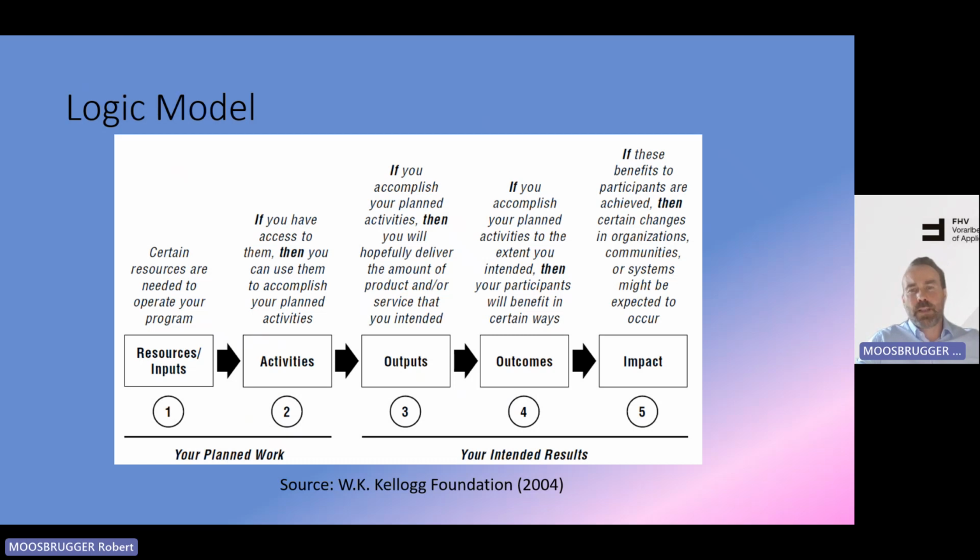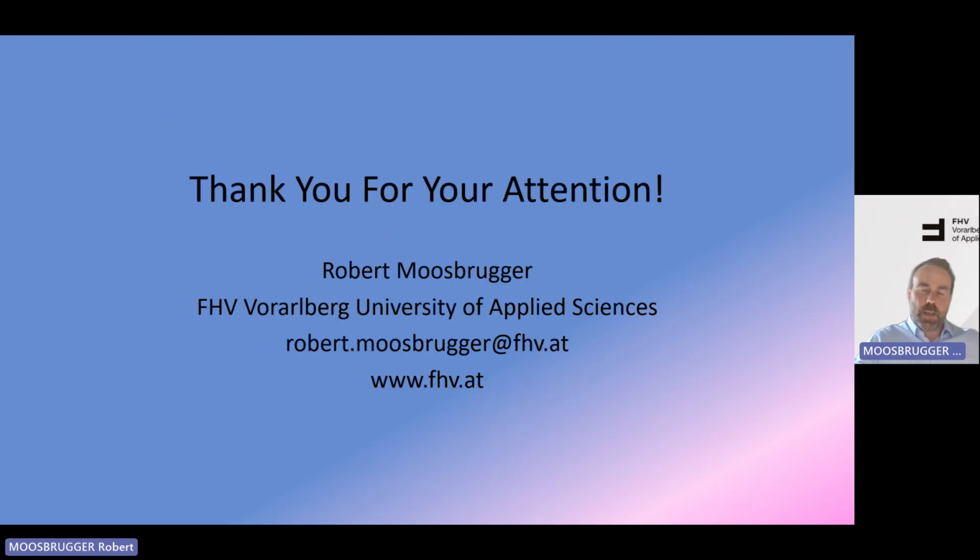And these outputs will lead to certain outcomes. The outcomes are the changes in your beneficiary group, your target group. And these outcomes will also lead to a societal impact. So there's a logical sequence of inputs, activities, outputs, outcomes, and impacts. And that is the logic model, sometimes also called log frame. For an effective social impact measurement, it's highly recommended to develop such a logic model.